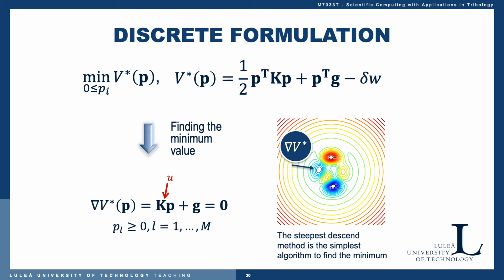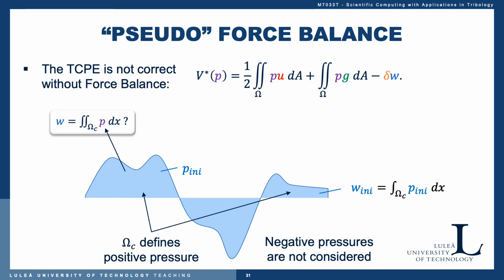We also note that Kp is just U. It's a deformation U in matrix vector form, and when U minus G is 0, we have contact, because that's exactly the definition. It's the complementarity definition. So the total complementary potential energy is not correct without the force balance.